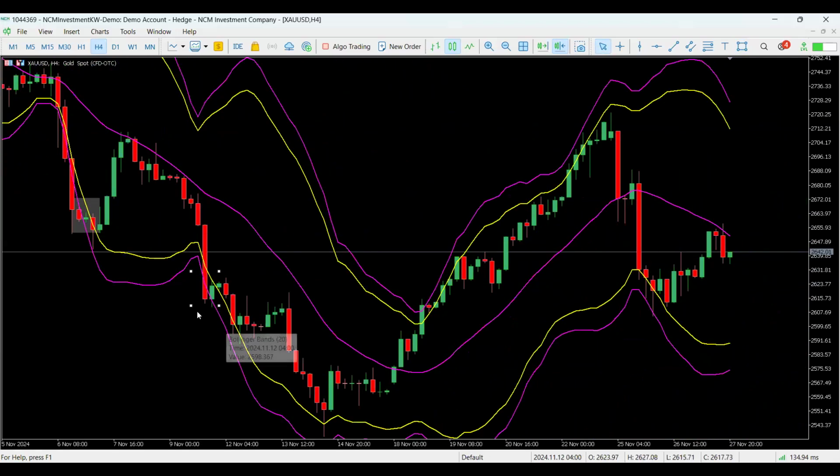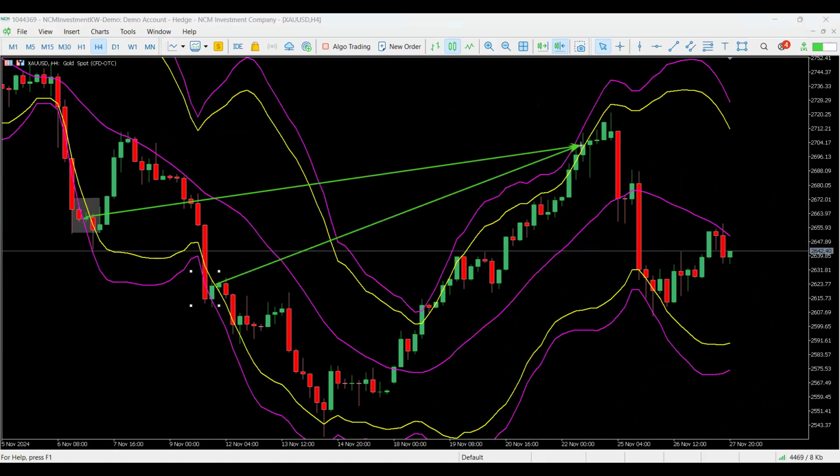Later on, you can see the market did recover. If you took a buy on this one, you can see it went to the upper band. When the market was in your favor, you would have closed here. If this was your lower band buy, you would have closed this one here as well. Some people avoid short selling on gold because gold's overall trend is upward, so we're going to look at buy examples only.